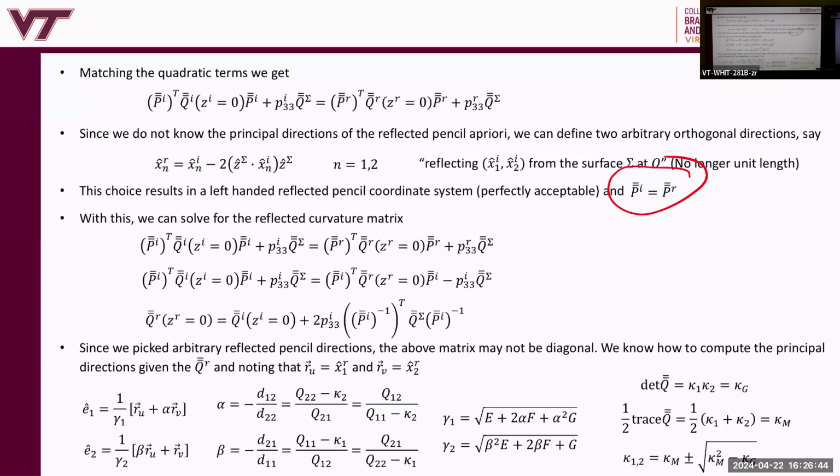Great. Now, because of that, we're able to derive this, and it's not a function of PR. We don't know PR, right? We do because we define it arbitrarily to be this. Because we defined it arbitrarily, the reflected pencil base vectors in the tangent plane of the reflected wavefront may not be aligned with the principal directions of the reflected wavefront. But since we have the reflected Q matrix, the reflected wavefront's Q matrix, we can easily calculate what those principal directions are, and then we can rotate into that coordinate system. All right?